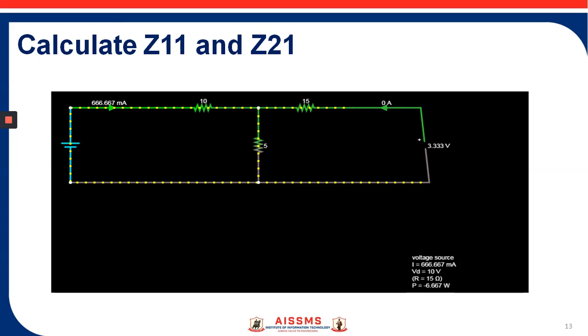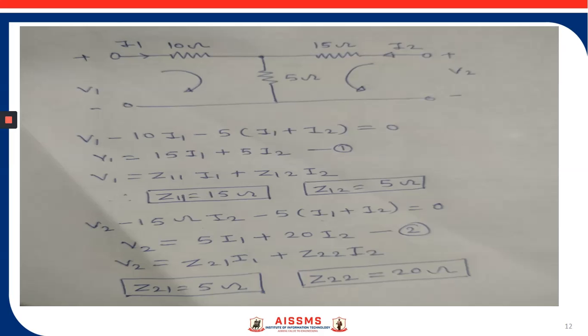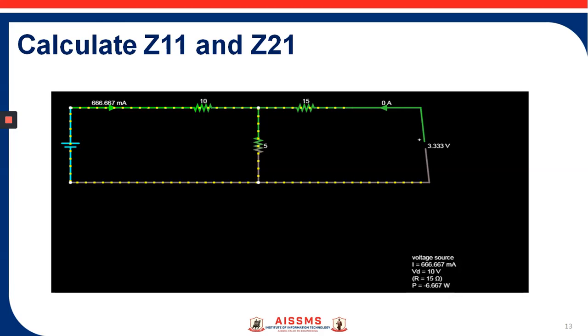So these are the simulated circuit. In that circuit, when you calculate Z11, in the first condition, Z11 is equal to V1 by I1. So the value of V1, that is Vd, is equal to 10 volt and I1 is 666.66 milliampere. When you put these values in the formula Z11 equals V1 by I1, you are getting the 15 ohm Z11 value.